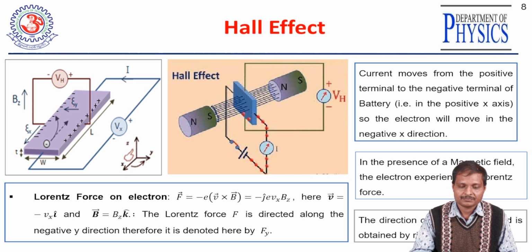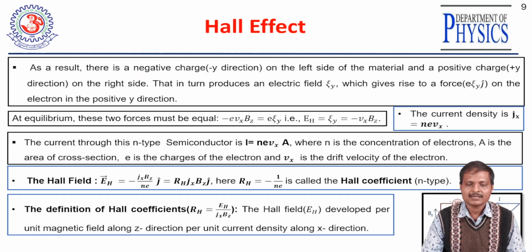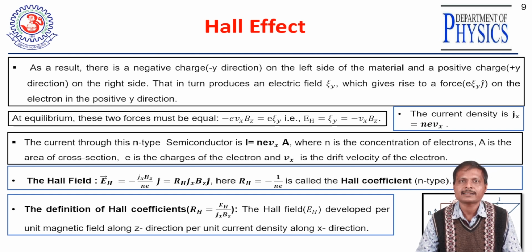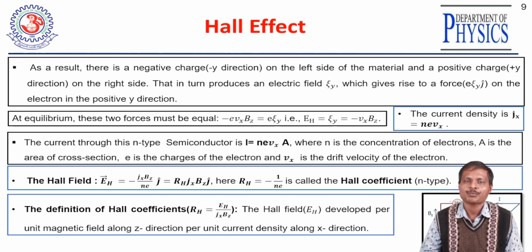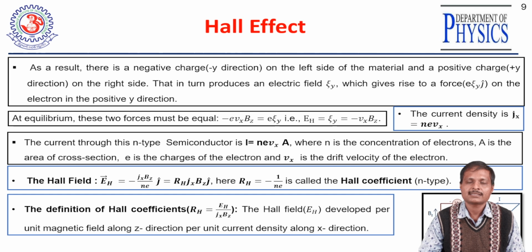As a result of this, there is an accumulation of negative charge on the left side of this material, while the right side still has some positive charge. As we know, the electric lines of force will go from the positive to the negative side. See here, in this direction, that means the minus y direction, some electric field will be produced, which I have denoted by Ey, that gives rise to a force.